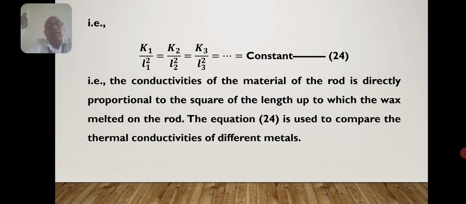The L1, L2 and L3 values are taken outside the square root, and hence it becomes L1 square, L2 square and L3 square. That is, the conductivity of the material of the rod is directly proportional to the square of the length up to which the wax melted on the rod. This equation is used to compare the thermal conductivities of different metals.